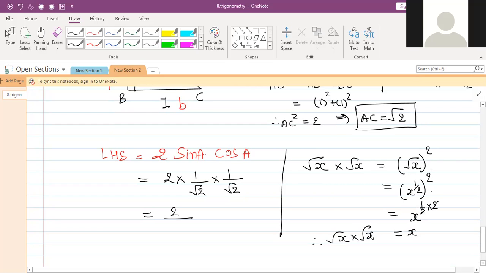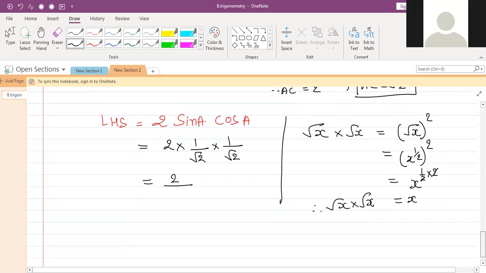Because here we can use another important rule, the power of exponent rule. Which rule can I take here? a raised to m raised to n, power of power, that means we have to multiply the powers. This rule I can use in this step. That means root x into root x is simply x. Similarly here root 2 into root 2 is equal to 2. Understand? Therefore these two are cancelled and we get 1.